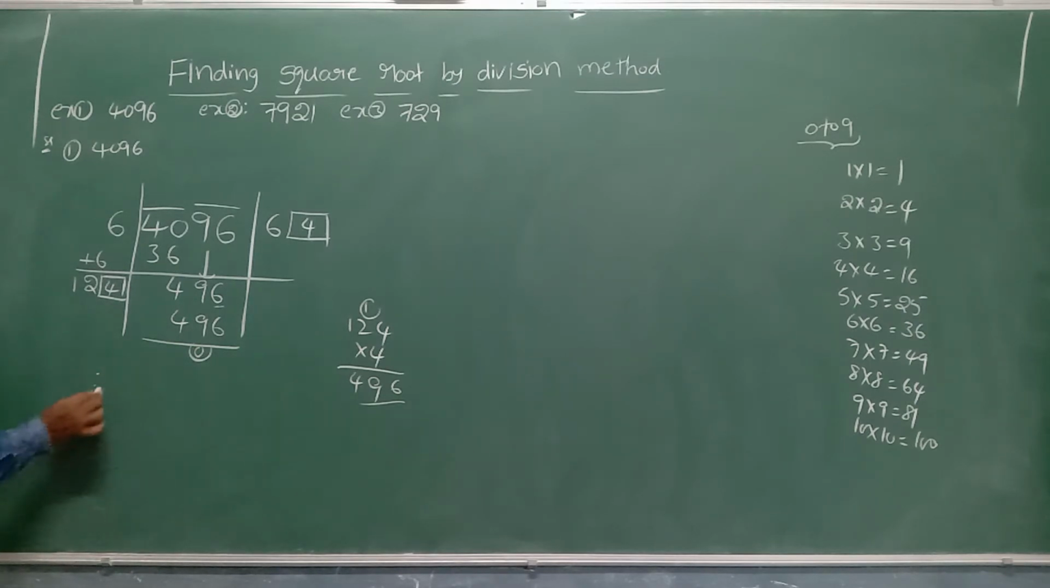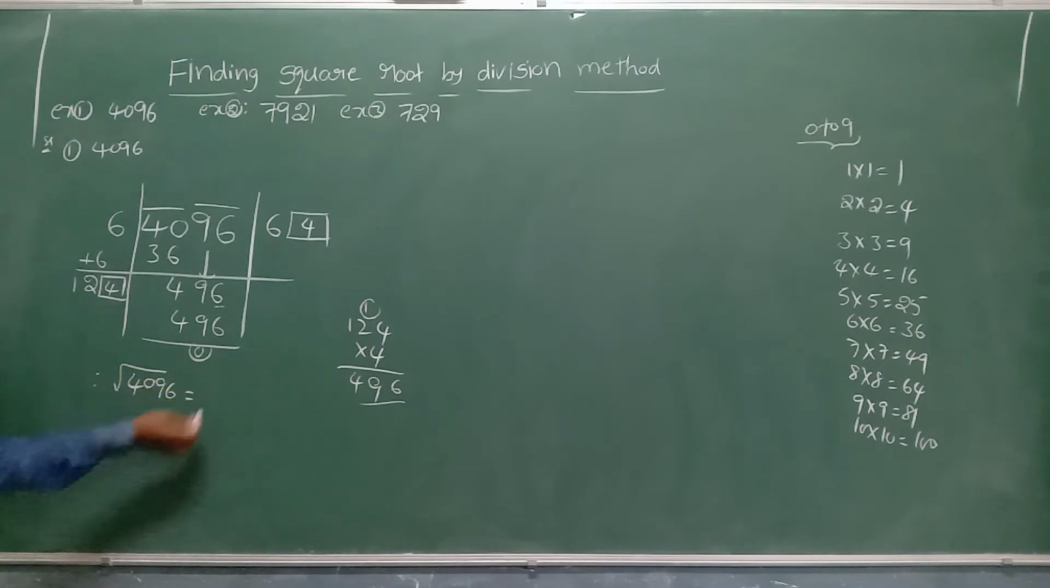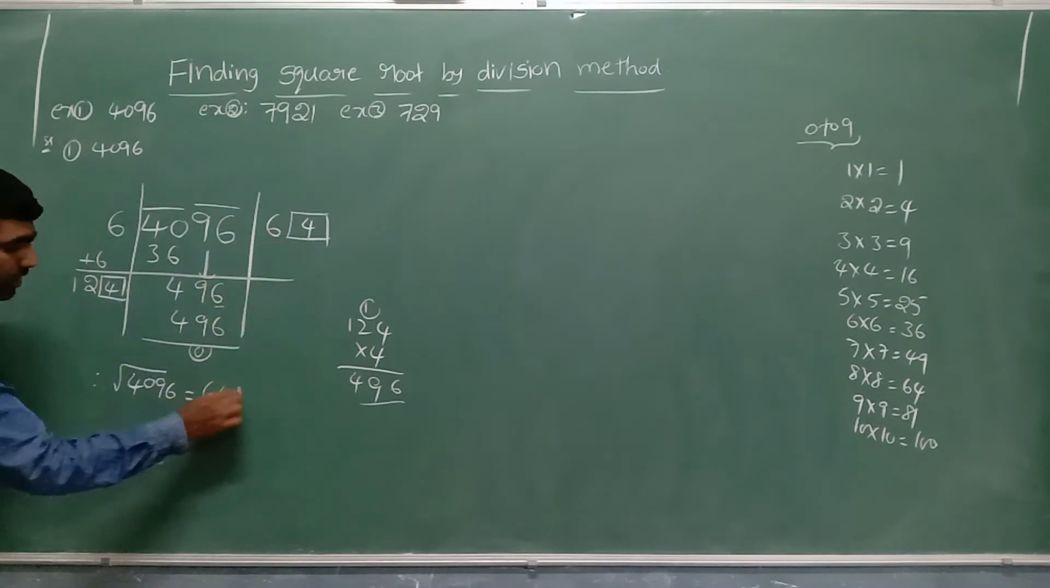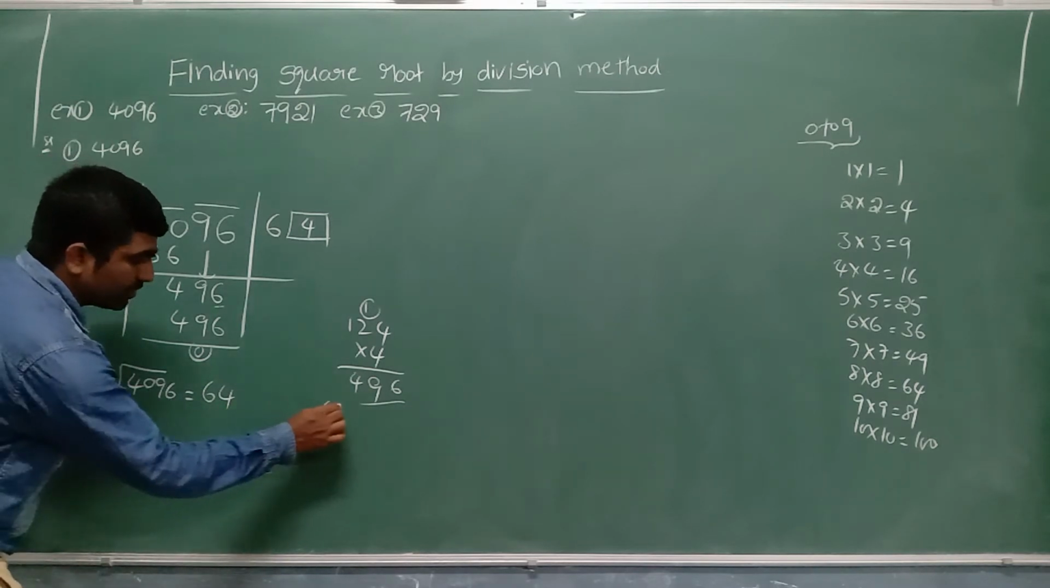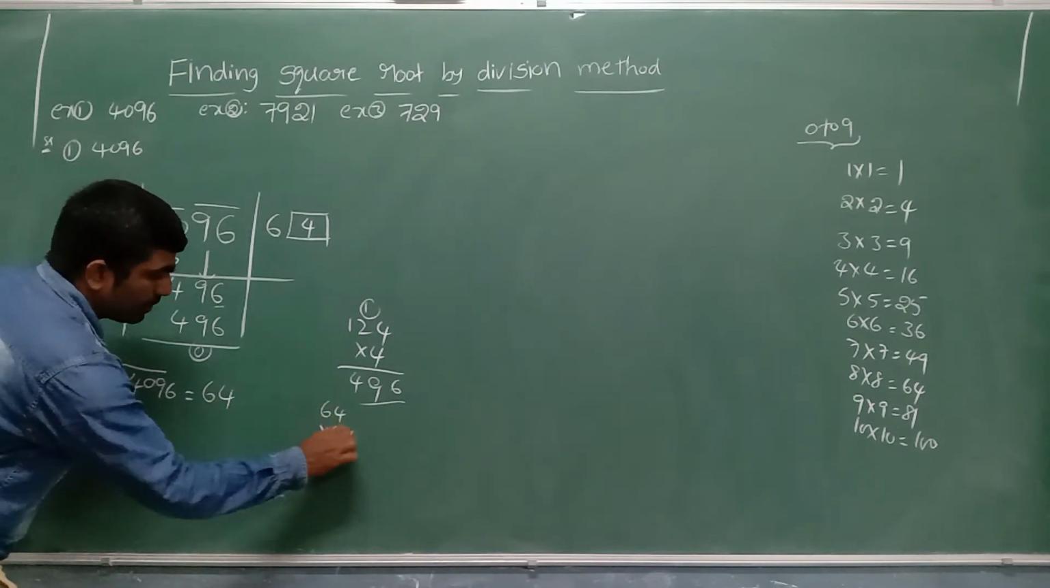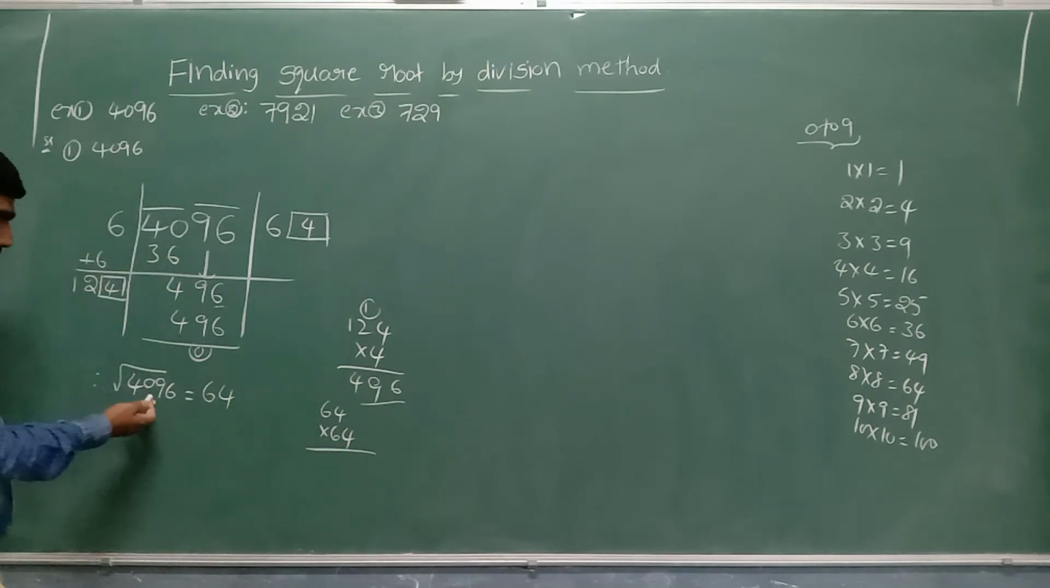Now we can write, therefore square root of 4096 is equal to how much? 64. Is equal to 64. Still you want to go for checking? You can multiply 64 into 64 now. Multiply both, we get the same number.